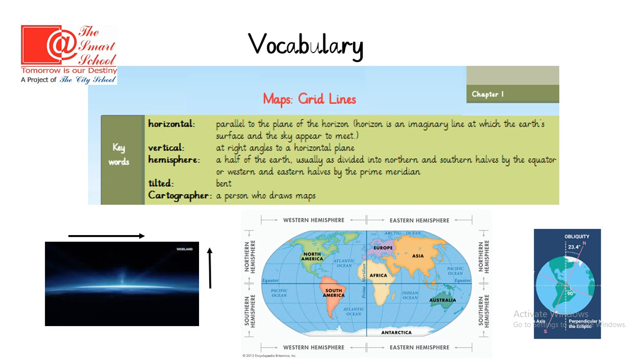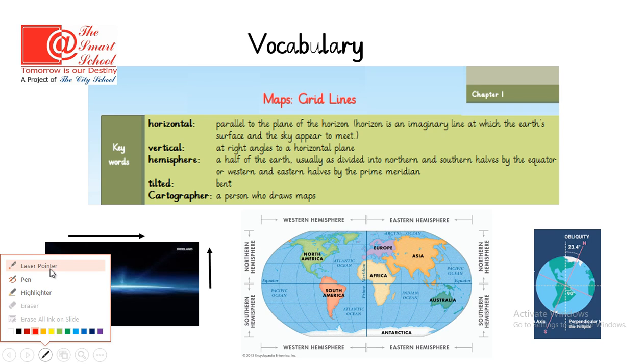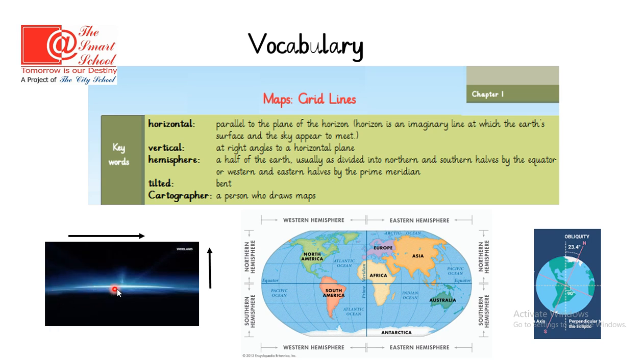The first word is horizontal, which means parallel to the plane of the horizon. What is the horizon? Horizon is an imaginary line at which the Earth's surface and the sky appear to meet. You can see in this diagram, this is a picture of the horizon. Here, it seems as if the sky and the Earth meet. So this line is a horizontal line.